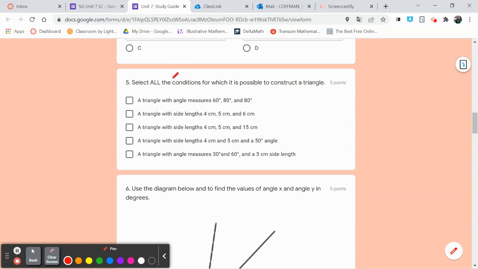Select all the conditions for which it's possible to construct a triangle. So we're going to go through these one at a time. And select all means there's more than one. So we got to find them all.